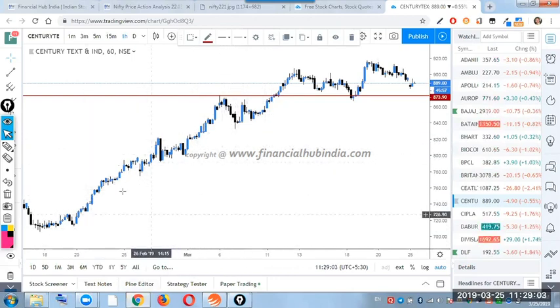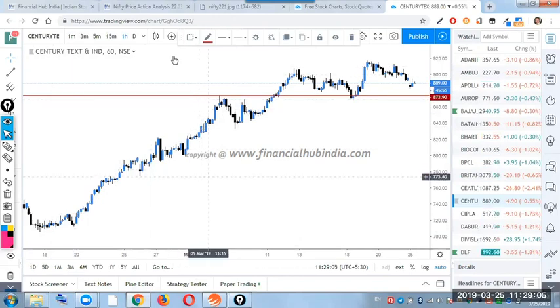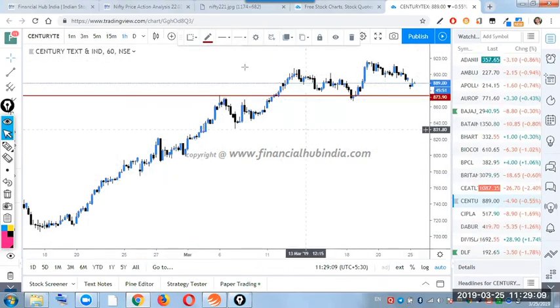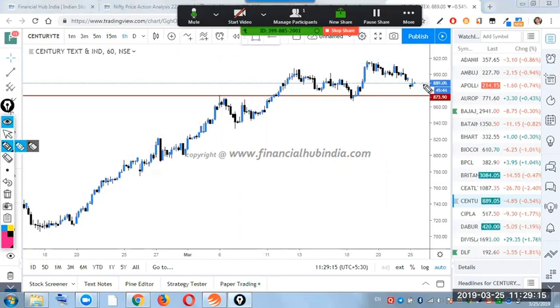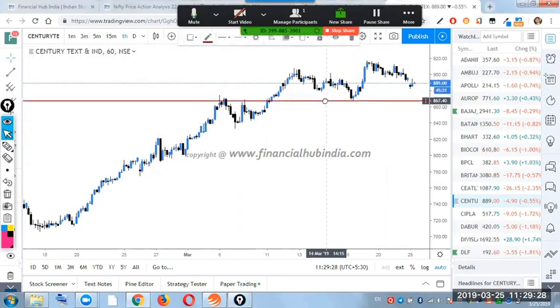So first of all, just go through the Century Textile 6 minute time frames. Today's date is 25th of March, and this is the condition over here. So right now from here, if I just analyze the market, then this is the resistance and we have a support. If I draw the line properly, then the line should be coming in here, and you can draw one more line here to make a zone.